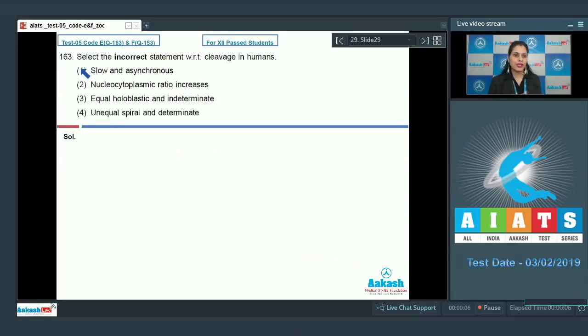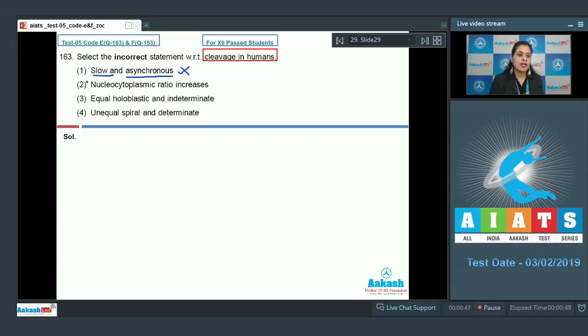Question number 163. Select the incorrect statement with respect to cleavage in humans. And the options are slow and asynchronous. As it is a correct statement, this cannot be the correct answer because in mammals, including humans, cleavage divisions are among the slowest in the animal kingdom, and cleavage divisions are also asynchronous.